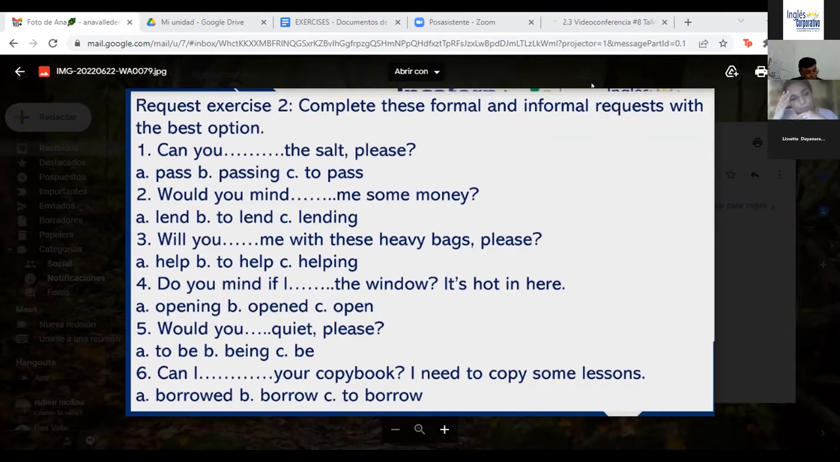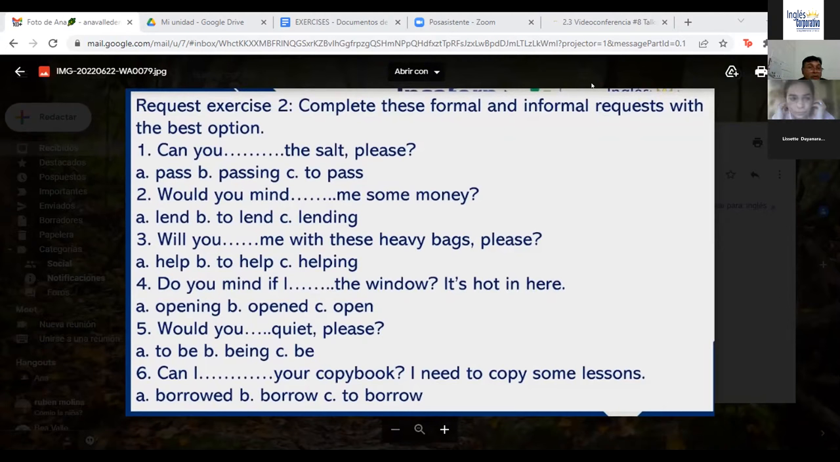Number six, can I borrow your copybook? I need to copy some lessons. Borrow, present. Can I borrow your copybook? Do you want to read it, Mauricio?